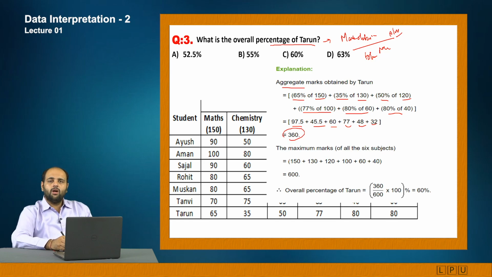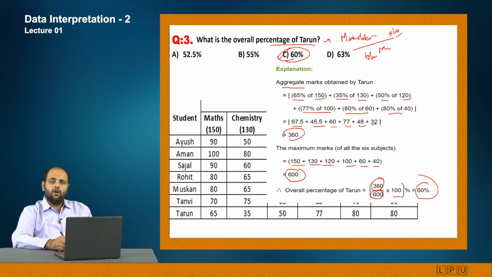Now what will be the maximum marks? We have to add these values: 150, 130, 120, 100, 60 and 40, and this comes out to be 600. So what will be the percentage? Marks obtained divided by total marks, into 100, gives you the percentage, and the percentage will be 60%. So option C will be the answer.